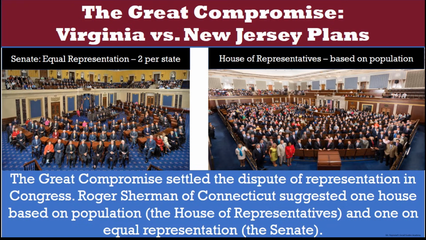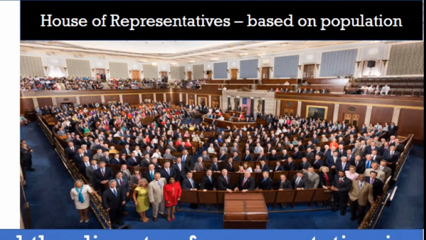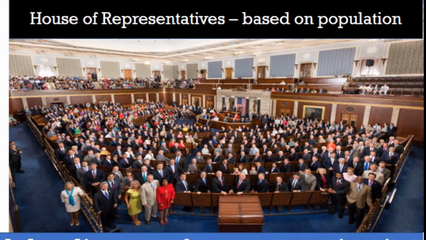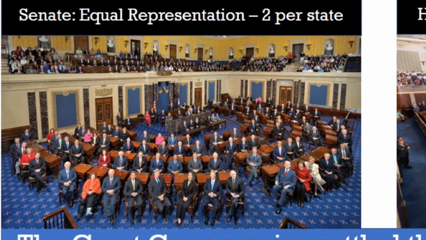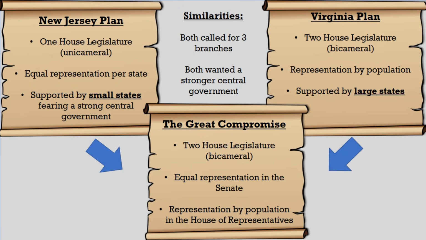Possibly the biggest compromise solved the stalemate between the Virginian and the New Jersey plans, called the Great Compromise. The Great Compromise settled the dispute of representation in Congress. Roger Sherman of Connecticut, which is why it's sometimes referred to as the Connecticut Compromise, suggested one house based on population, the House of Representatives, and one on equal representation, the Senate. And this is how our Congress continues to operate. Here is another look at the Great Compromise if you want to hit pause and write this down.